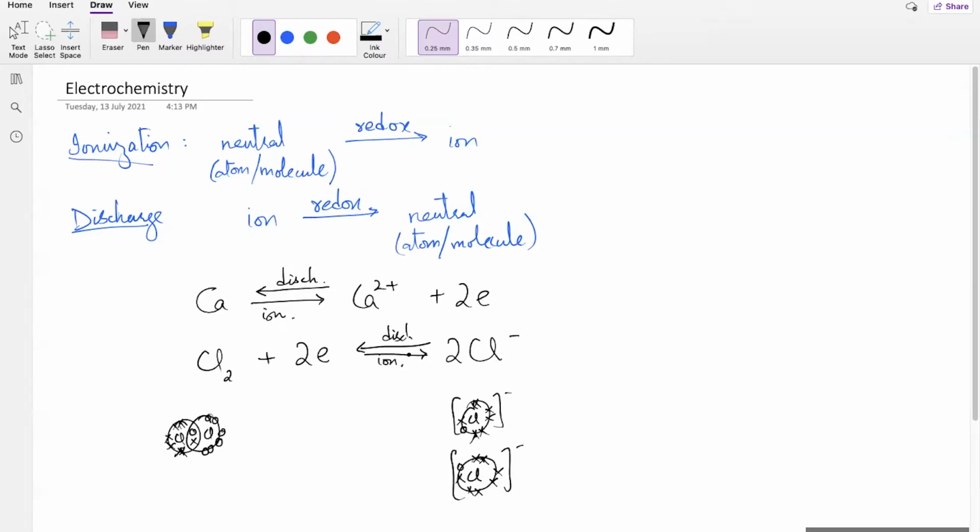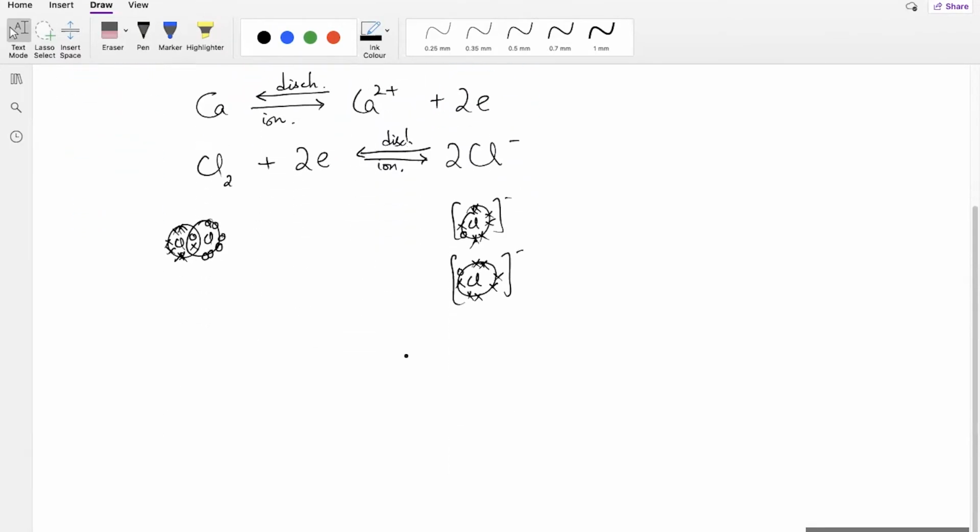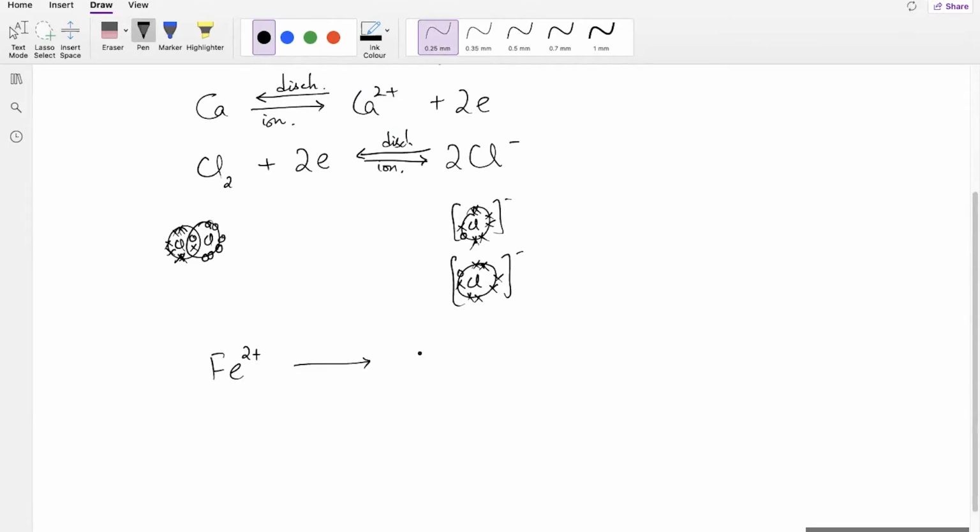Now, obviously, it depends on what you're looking at. If something is becoming a positive ion, that means it has lost electrons, so that is oxidation. Sometimes you still have ions, but there's still a redox reaction. For example, if I have an iron 2 ion and it becomes an iron 3 ion and loses an electron, this is still ionization and this is still oxidation. Why?